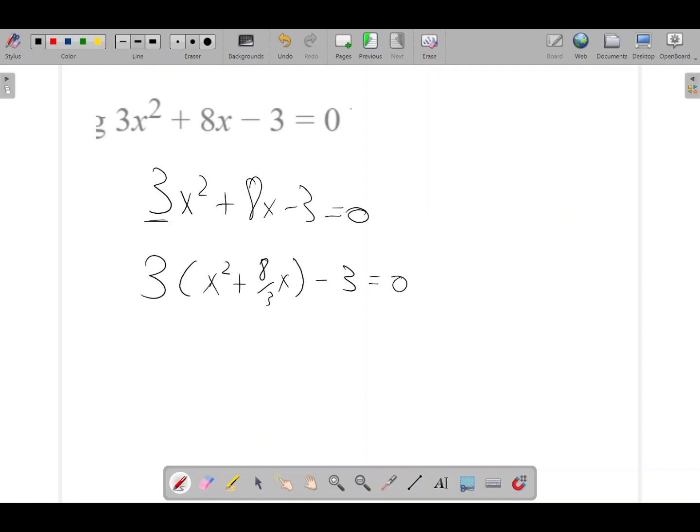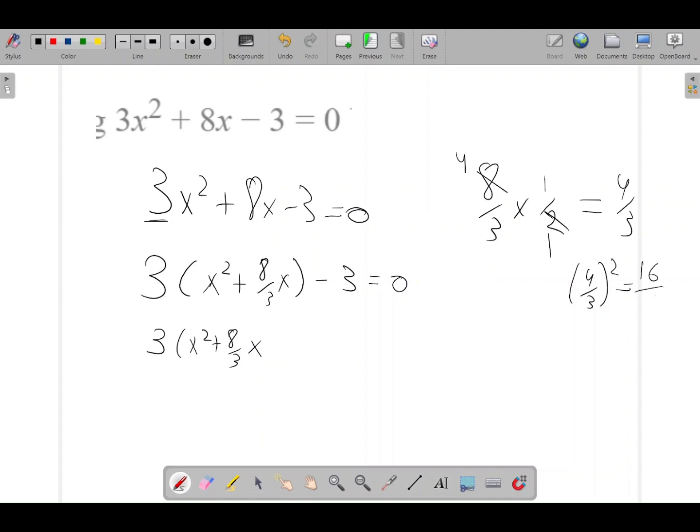Perfect. So 3 times (x squared + 8/3 x). Now, what you do here, you're going to take half of the b term and square it. So let me show what I mean. 8/3 times 1/2 equals, this is going to cancel 1, this is going to cancel 4, 4/3. Okay, 4/3 squared equals 16/9. Right, so then we put plus and minus 16/9, minus 3 equals 0.